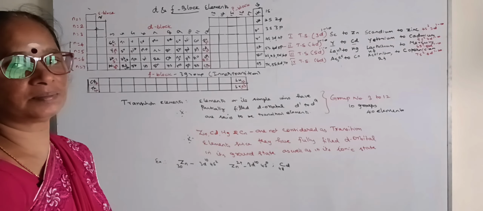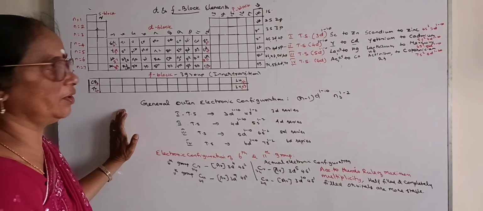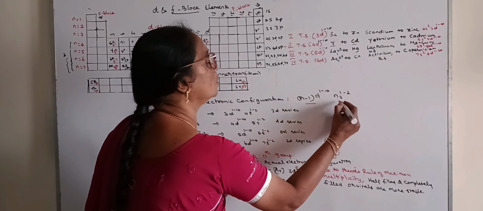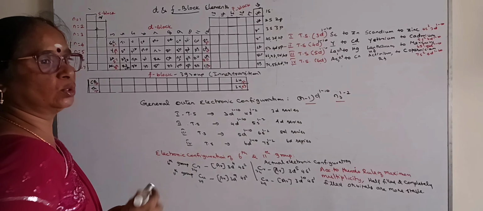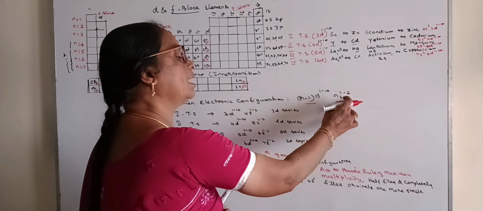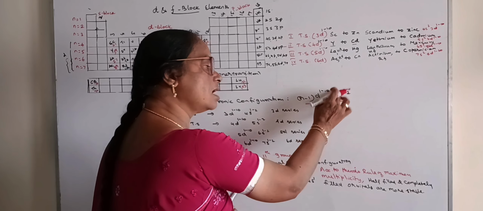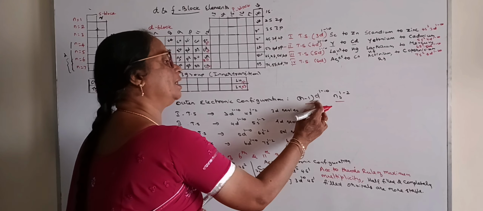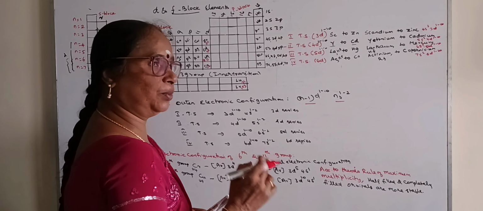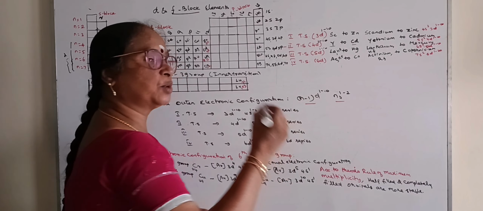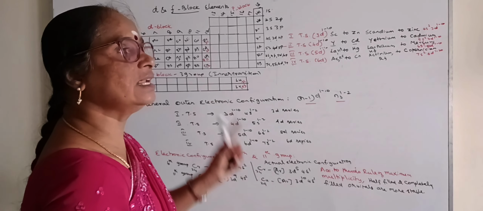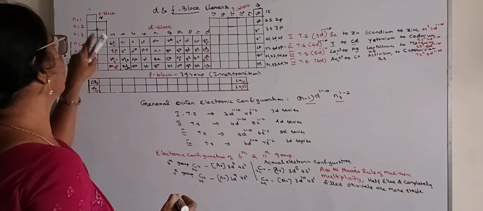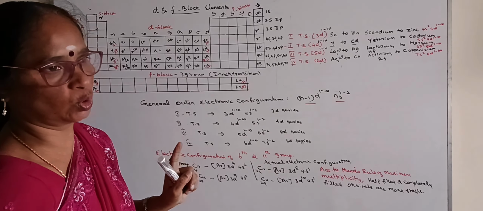The general outer electronic configuration of d block elements is (n-1)d1 to 10, ns1 to 2. So the ns orbital can have either 1 electron or 2 electrons. The d orbital has 1 to 10. That means the d orbital is progressively filled by 1 electron to 10 electrons when we move from the 3rd group to the 12th group.